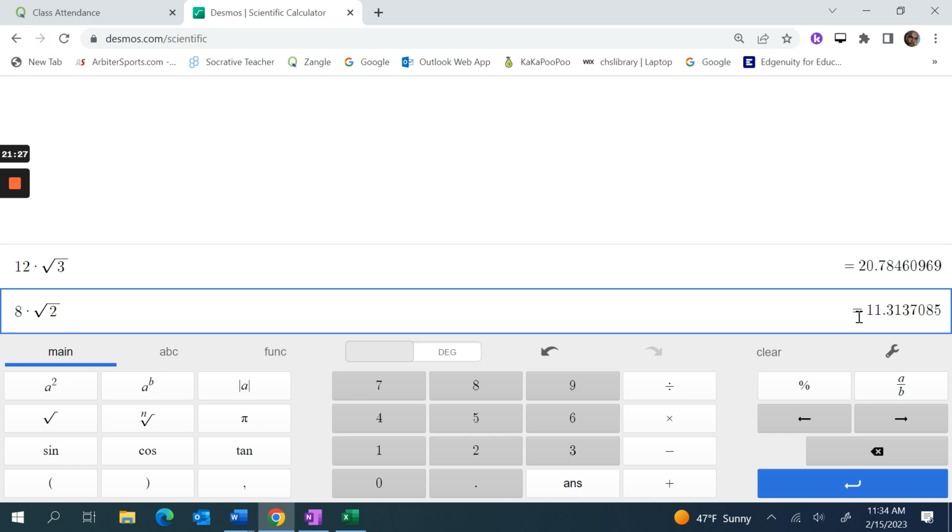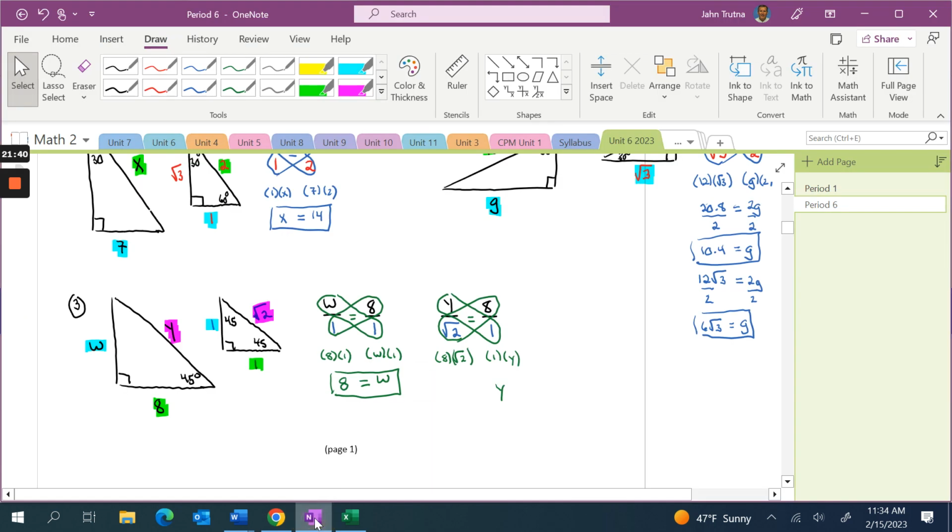8 with the square root of 2, you see I get 11.3137085. Now I'm going to round my answer to the tenth, so 11.3. The 1 does not change to 3. So 11.3 is what 8 times the square root of 2 is, and that is your answer for y.